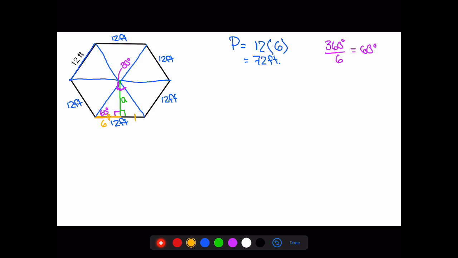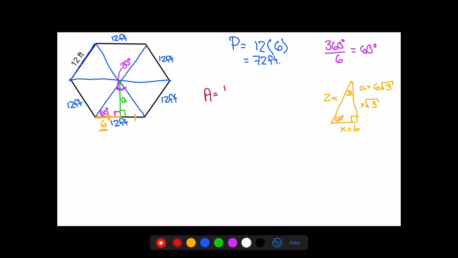So from there we can draw our 30, 60, 90 triangle. So 90 degrees is 2x, 30 degrees is x, and 60 degrees is x radical 3. If we look at this, we see that opposite of 30 is 6, so x is 6. That means our apothem is 6 radical 3. All right, I think we have all the information that we need to find the area.